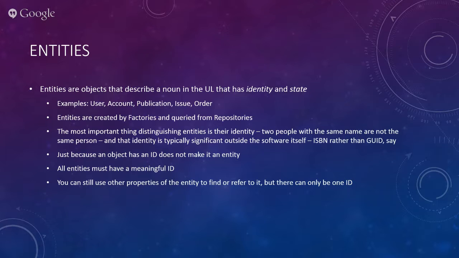So I suppose it's a bit like selecting a decent primary key in a database, but you need to know what it is with an entity that distinguishes it from other entities that may have the same values. Just because an object has an ID does not make it an entity. That's not what makes an entity, although all entities must have a meaningful ID. You can use other properties of the entity to find or refer to it. That's fine. Query your repository to find a person by name or by their email address or something. You don't have to do everything by ID, but any entity has to have an ID that it can be distinguished by.